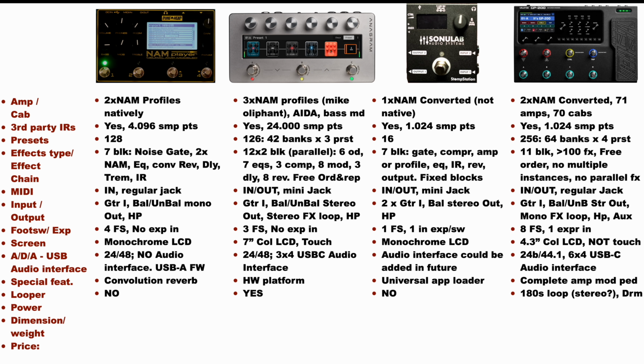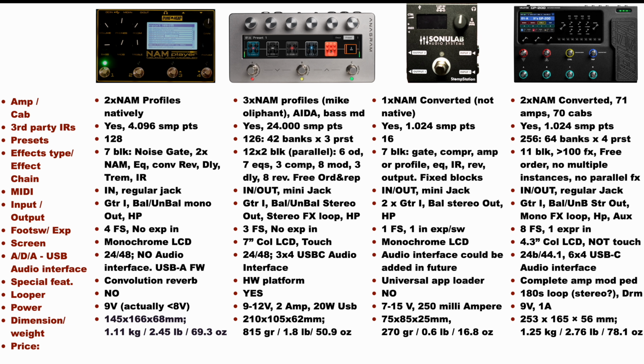The Valeton and the Anagram are the two units that currently also provide looper functionalities. The GP200 is the only one with also a drum machine built in. In terms of power needs, the Stomp Station is the least power hungry. As regards dimension and weight, once again, the Stomp Station is the smallest and lightest. It's actually quite impressive how small this unit is.